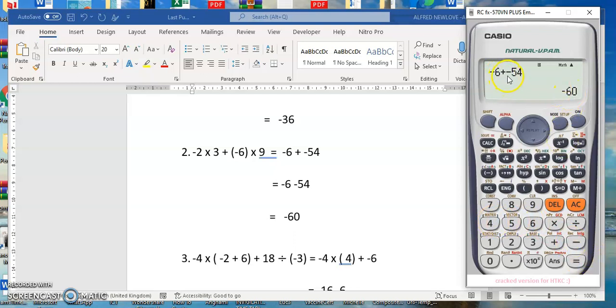But if you use the calculator to press this one directly to get minus 60, you are going to lose one step and you will lose one mark there. So I want to see this. Is that okay? Plus minus is what? Minus. Plus plus is plus. Minus minus is plus. Okay. Let's do the last one.